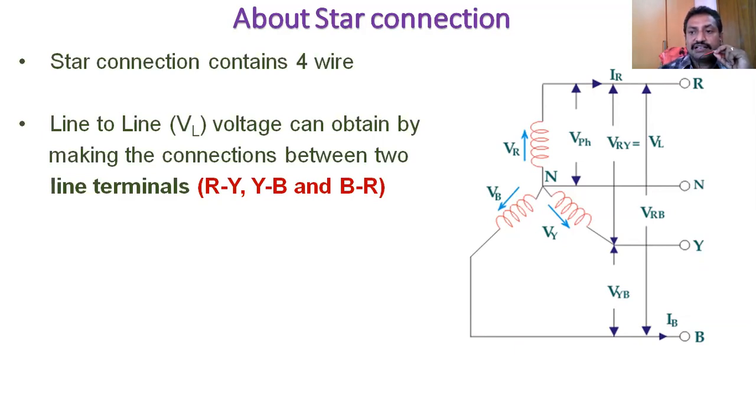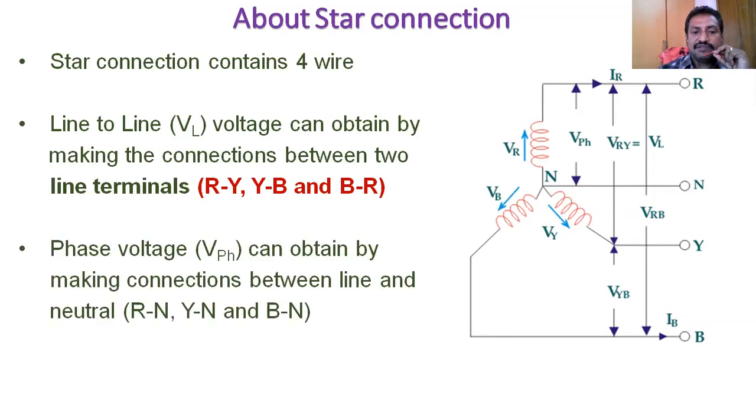Using these 4 wires we can connect line voltage as well as phase voltage. How do we get the line voltage? We give the connection between any 2 lines, that is RY, or YB, or BR, then we will obtain the line voltage. This line voltage is represented with the letter L, VL.